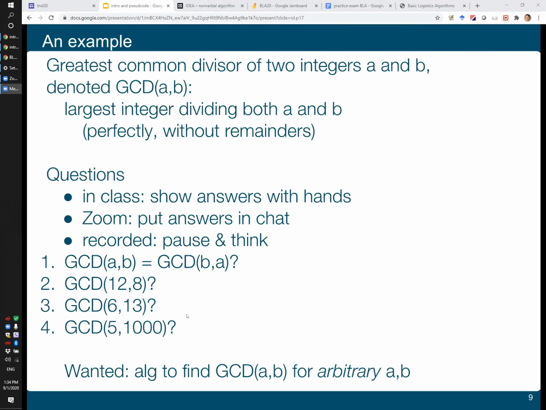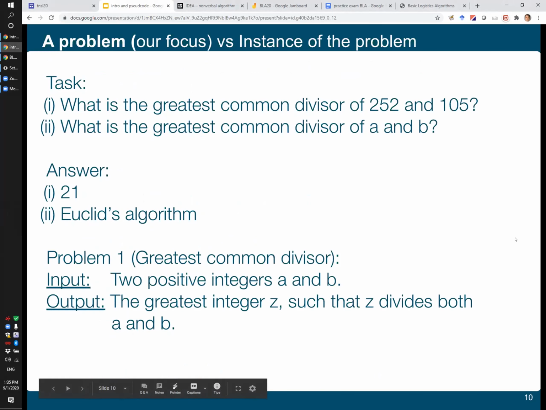But what we will do now, we will study the algorithm for finding the greatest common divisor. And in particular, we will be able to find the greatest common divisor for any two numbers. So hopefully we'll be able to answer questions 2, 3, and 4 after learning the algorithm for finding the greatest common divisor for any numbers a and b.